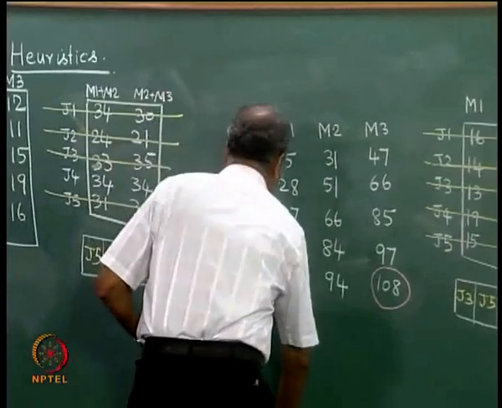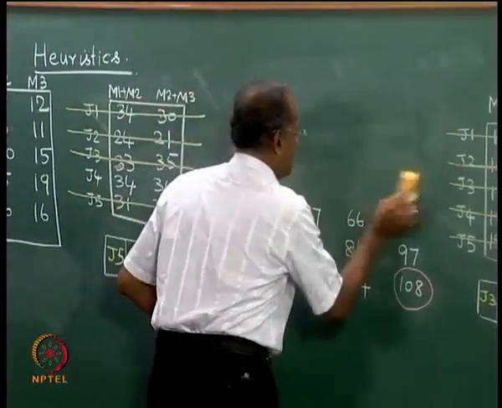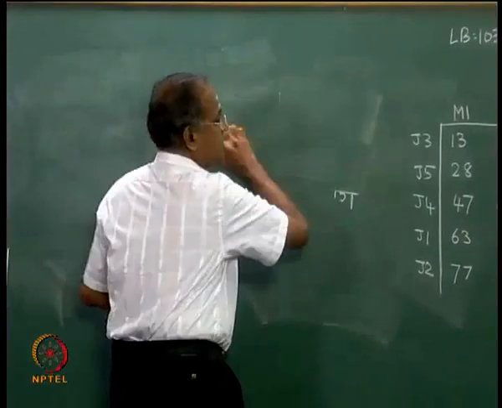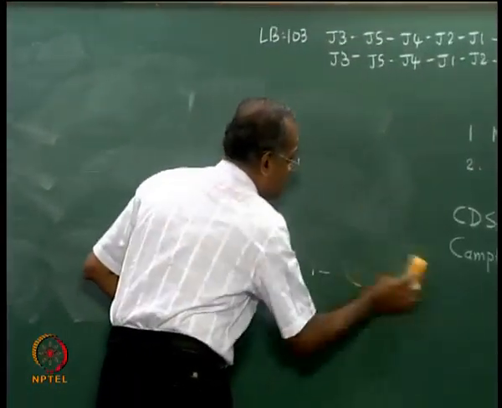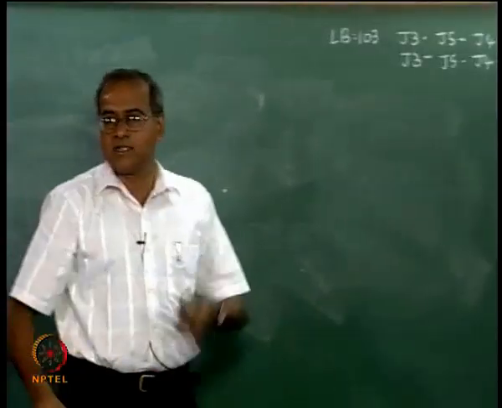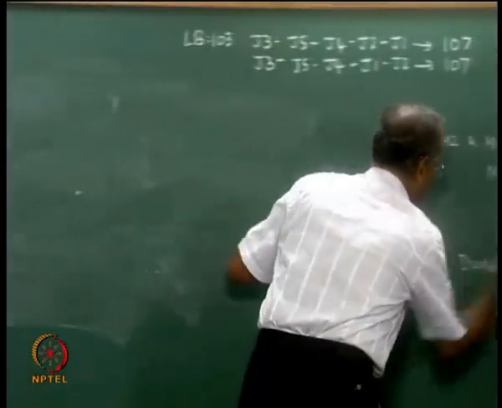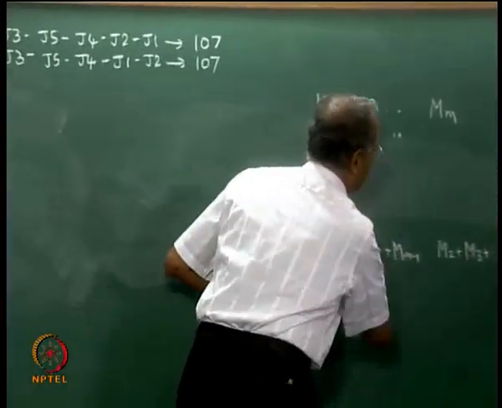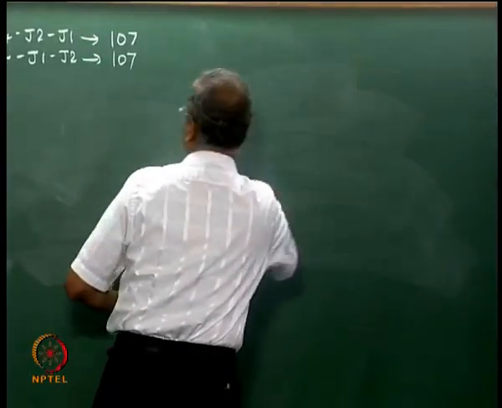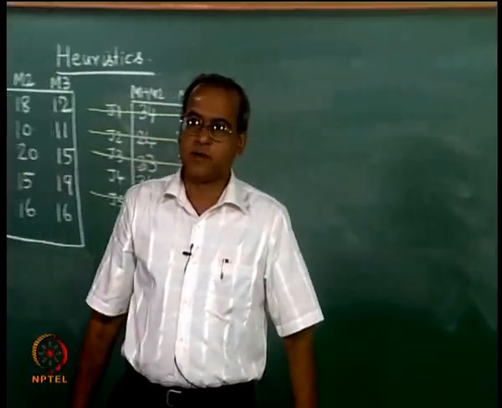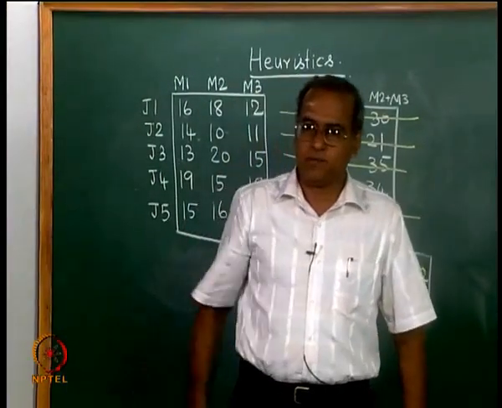Now, let us look at one more heuristic algorithm and see whether we can get a solution which is better than 107. So, the goodness is once again 107 minus 103 by 103. So, we have not made too much of an improvement. For this particular example, the CDS gives the same value of the Makespan as that of the Palmer.